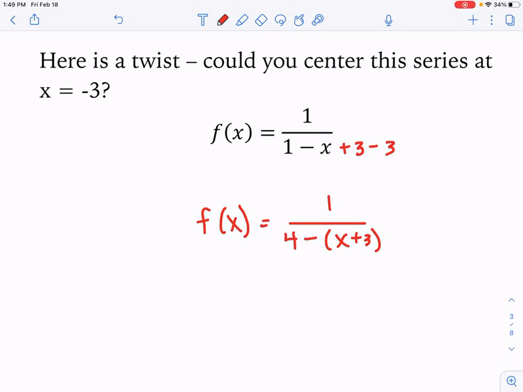Okay, well, is this in our form a over 1 minus r? Is it? This is technically the -3 because we're subtracting the quantity. So this -3 came here. And this 3.